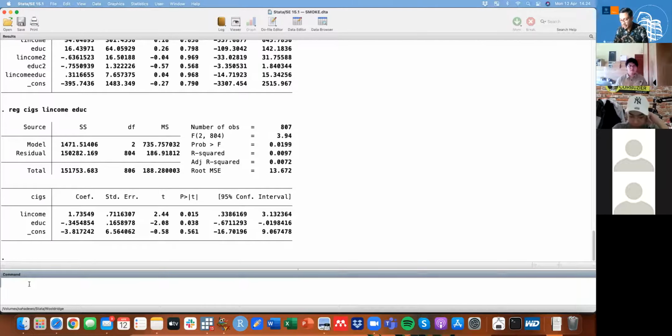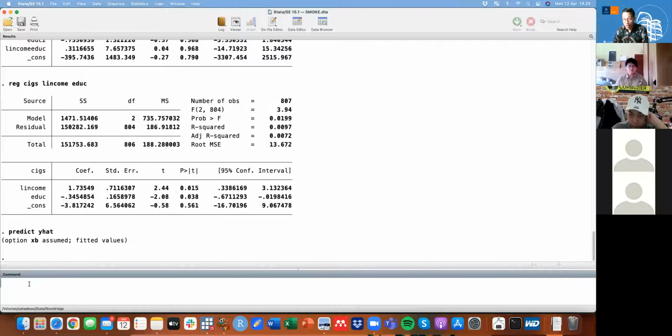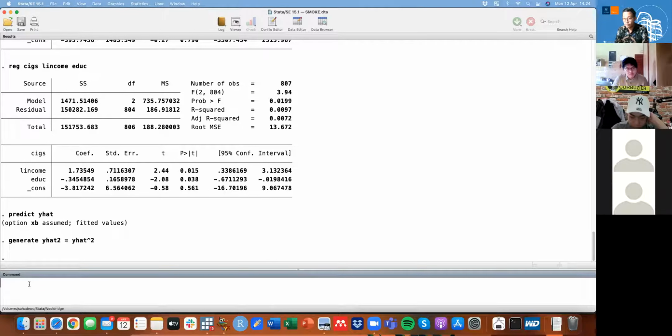Now, after you do this regression, you're going to ask Stata to predict the value of the number of cigarettes smoked per day. Let's name that y hat. And I'm going to generate the square of y hat, which is y hat squared. Given these variables, and again, we still use the same residual as before, we're going to regress the square of residuals, u squared, on the predicted value of y and the square of the predicted value of y.